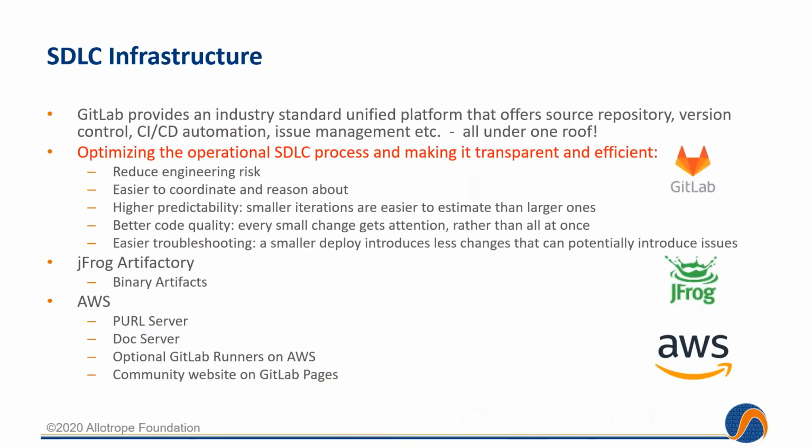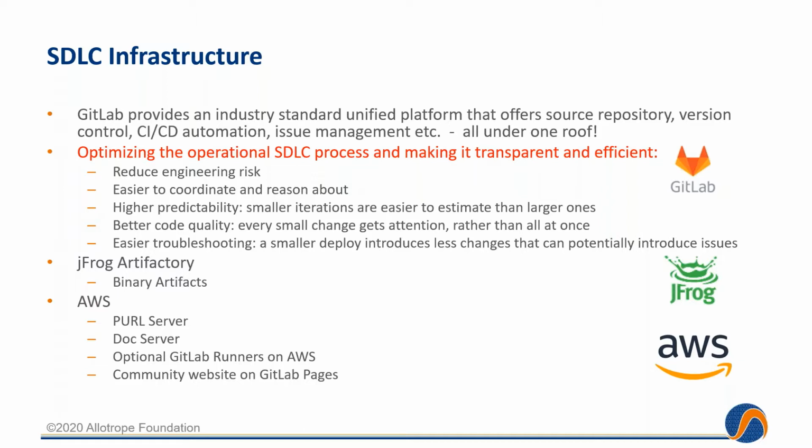In order to streamline our software development lifecycle, we based it on GitLab. GitLab provides a unified platform that offers source repository, version control, automation of continuous integration and continuous deployment, and issue management, all under one roof. It actually optimizes our operation process and makes it very transparent and efficient for the community.